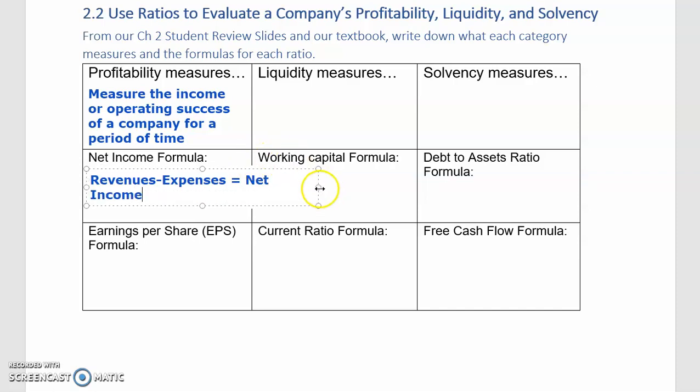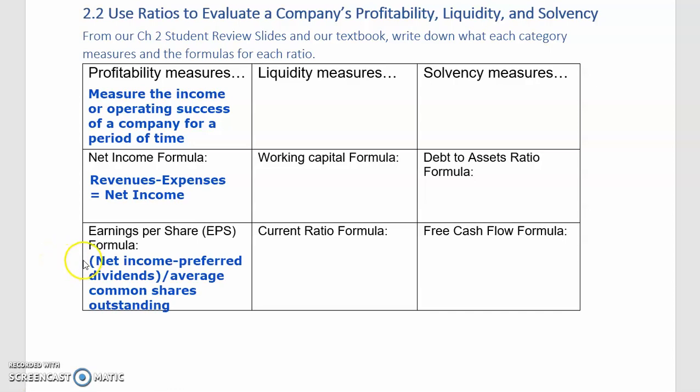Another way that we can assess profitability is through earnings per share. And we're going to go over this formula. To calculate earnings per share, we take the net income and we subtract out preferred dividends if there are any. In your problems, there typically are not going to be any preferred dividends, but later on in the semester, you will see some preferred dividends.